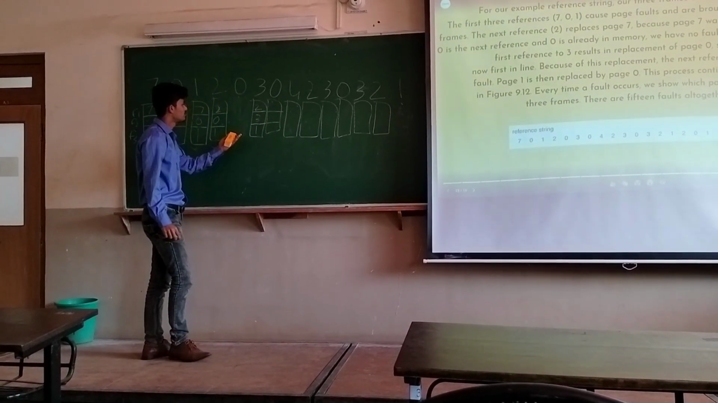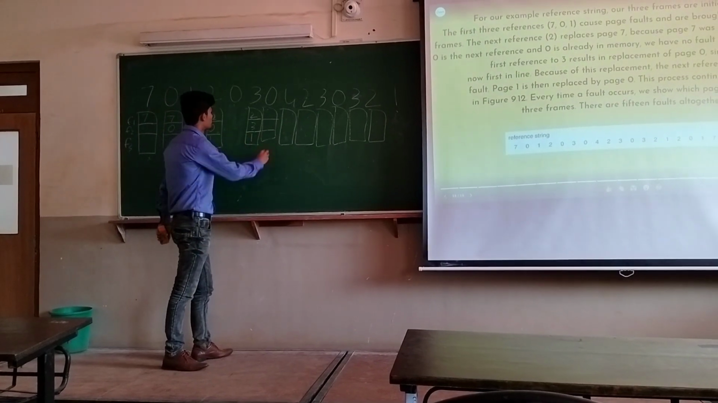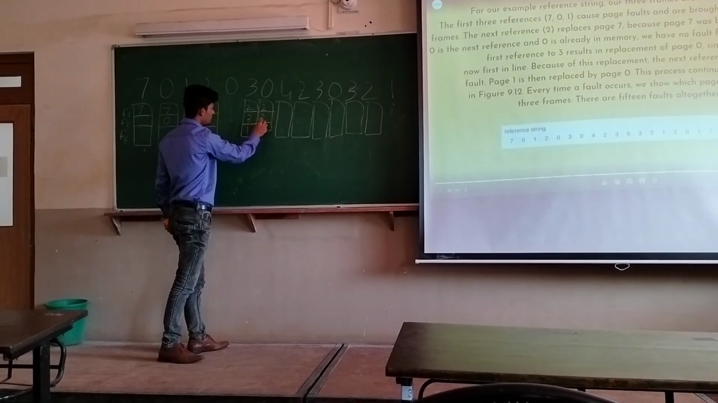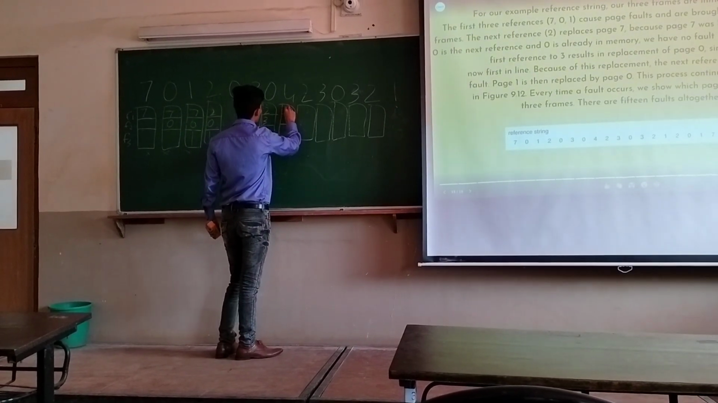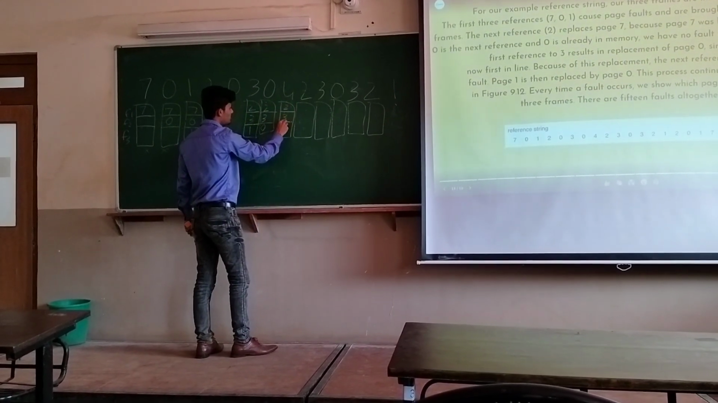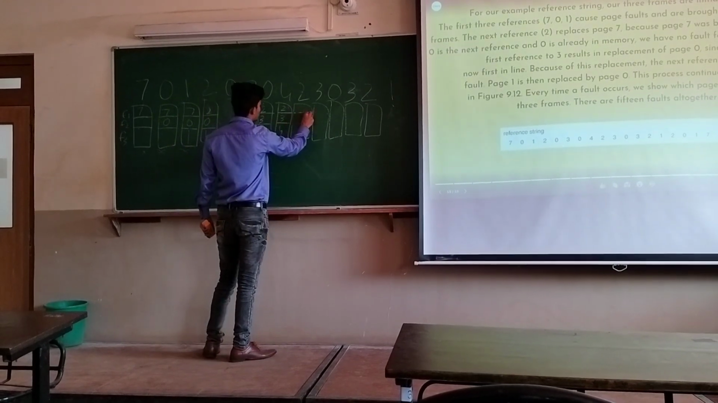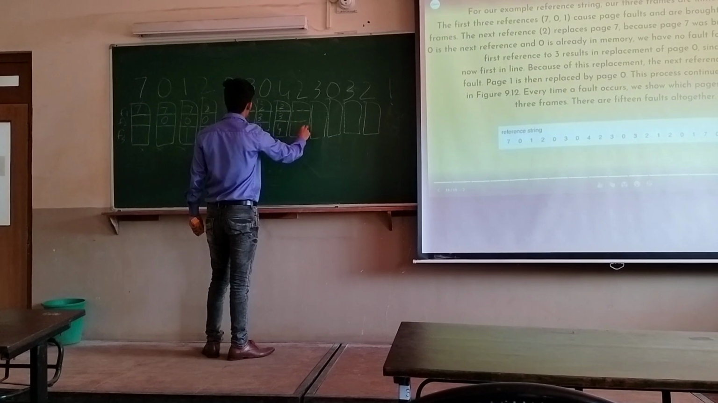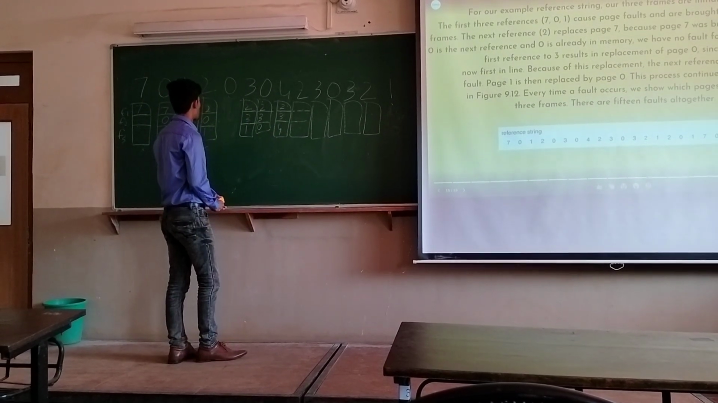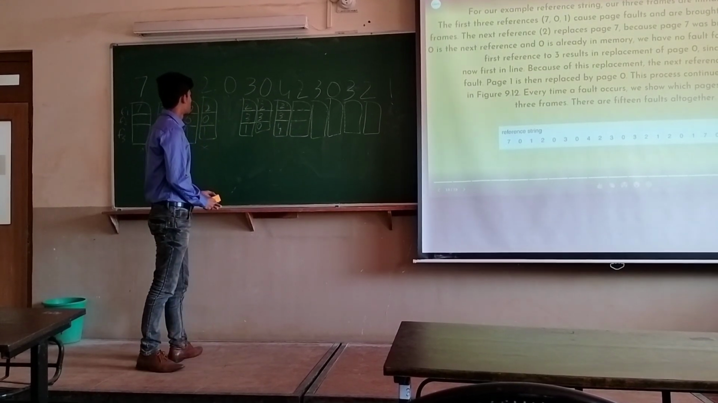What's the next? 0. So 2, 3 and 0. Then 4, giving 4, 3, 0.